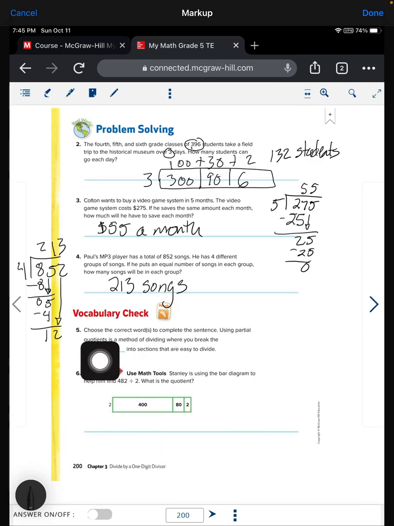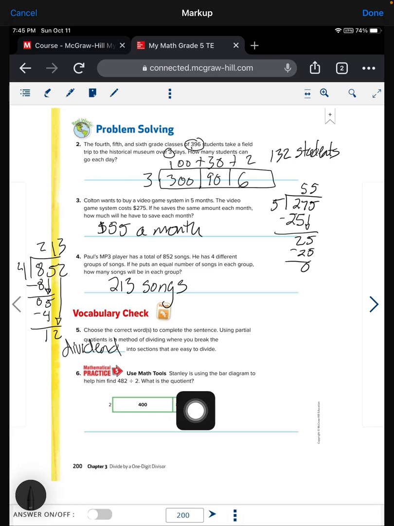Hey, look, there isn't any brain builders. Yay! Choose the correct word or words to complete the sentence. Using partial quotients is a method of dividing where you break the blank into sections that are easy to divide. Ooh, the divisor, the dividend. The dividend. Remember, the dividend is that number right there. We break it into place value sections.